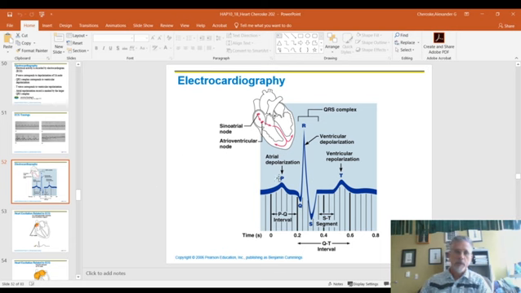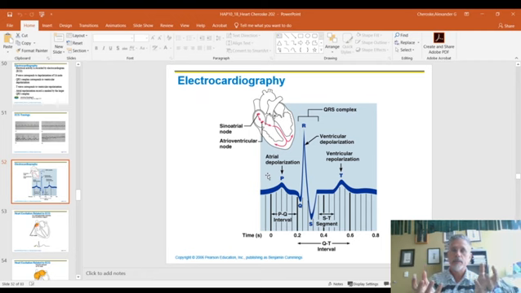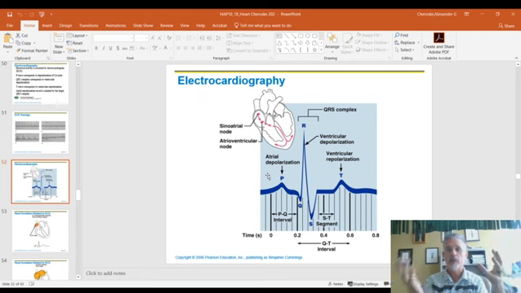All right, so we have the three waves that you need to be able to identify: the P wave, the QRS wave, and the T wave. The P wave is atrial depolarization. So both atria, these cells are depolarizing in preparation for contraction. So the atrial cells depolarize, these contractile cells, and then they respond by contracting right afterwards, right?